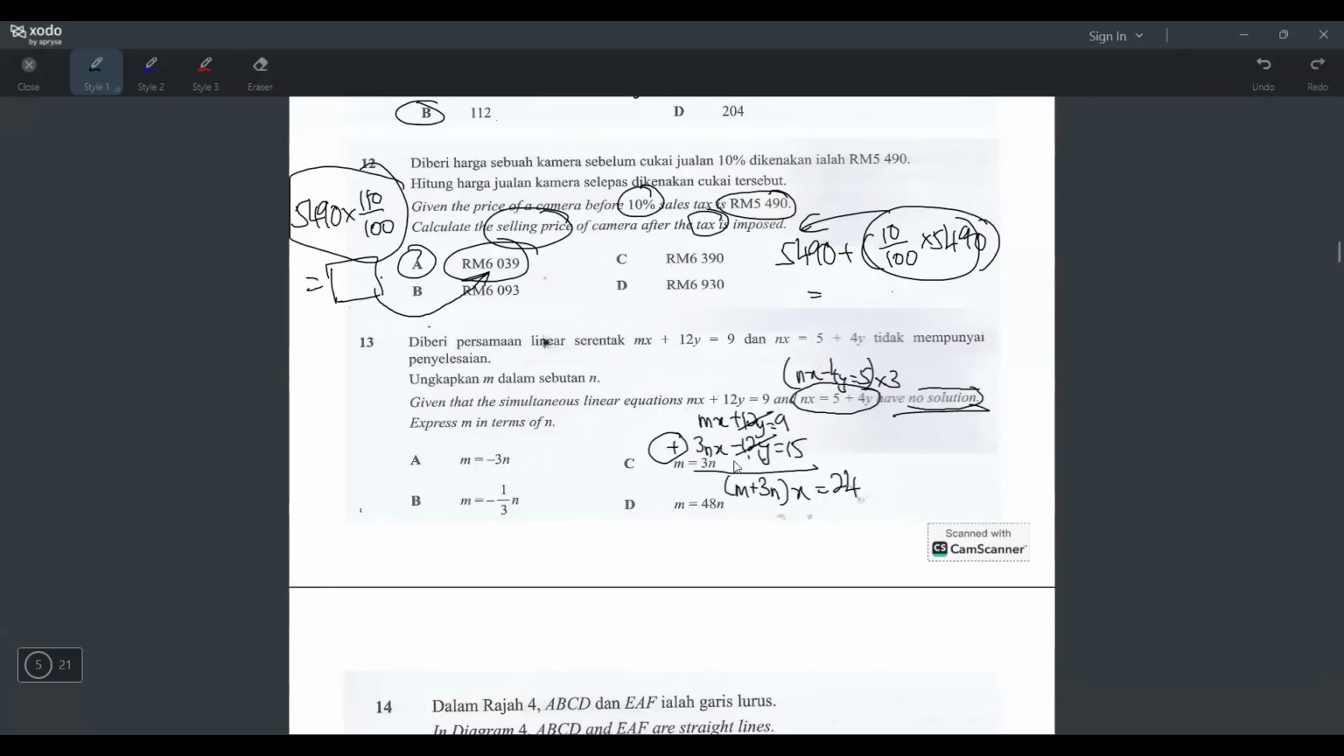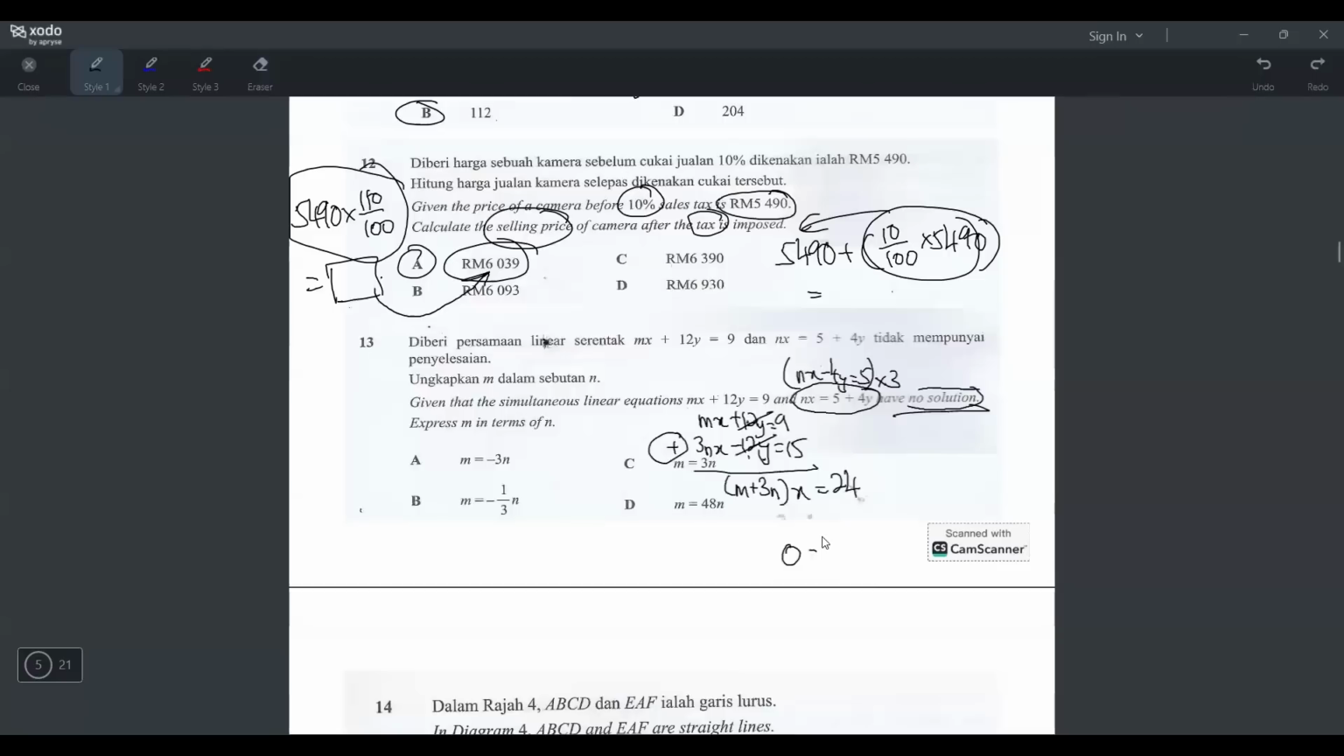You're left with this: (m + 3n)x = 24. Now the question says no solution. It means if I continue here, my m and n will have no answer, right? So what does it mean by no answer? It means the coefficient must be 0. Because when this is 0, then 0 times x will be 0, and then 0 equals 24. And when you get something like this, it means no answer.